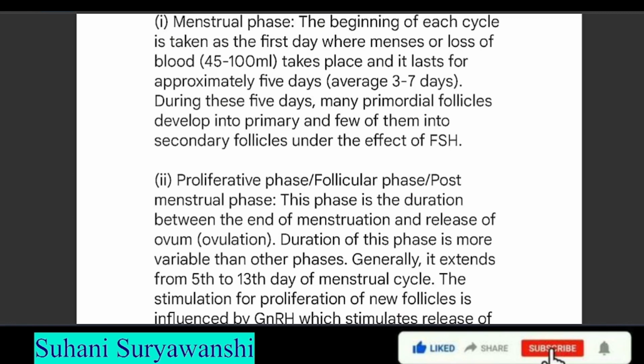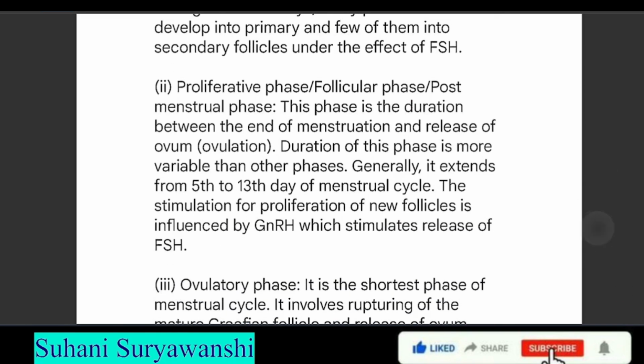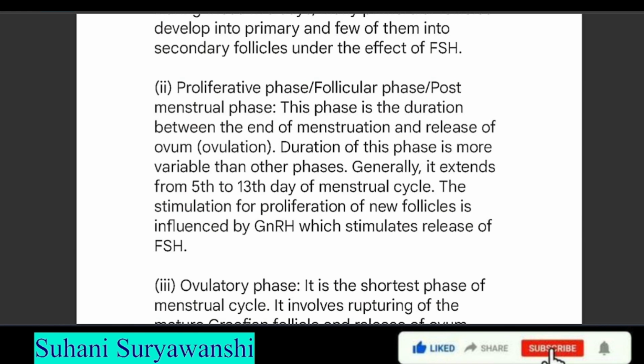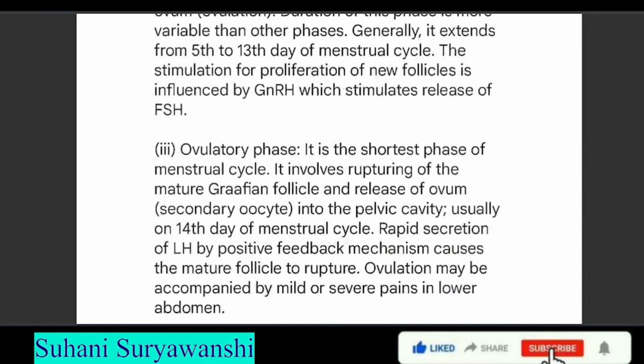Proliferative phase or follicular phase or postmenstrual phase. This phase is the duration between end of menstruation and release of ovum, that is ovulation. Duration of this phase is more variable than other phases. Generally, it extends from 5th to 13th day of menstrual cycle. The stimulation for proliferation of new follicles is influenced by GnRH, which stimulates release of FSH.